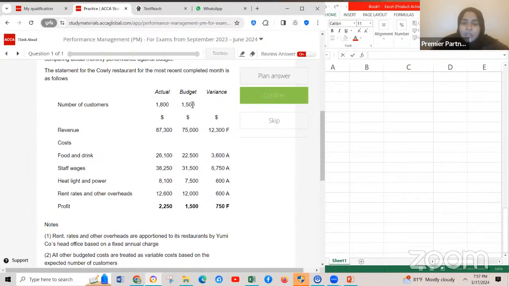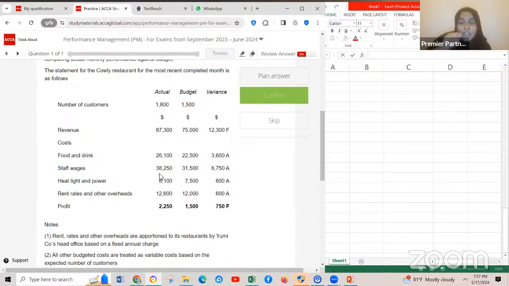They budgeted 1,500 units. Actually, they sold 1,800 customers, more than their budget. So this is budgeted revenue, costs and everything for 1,500 customers. Actual was for 1,800, meaning you can't compare these two. It's not like with like. This is a budget for 1,500. This is actual for 1,800.